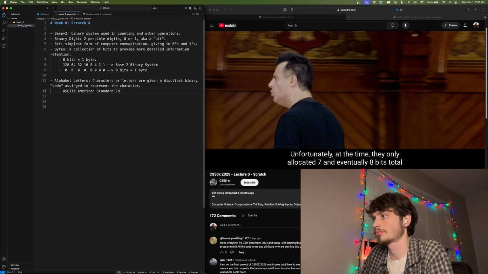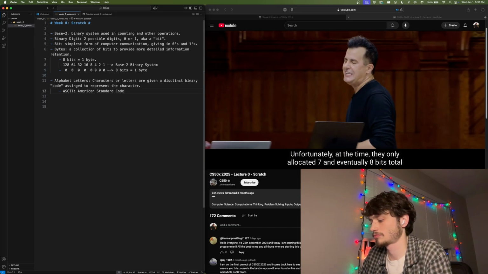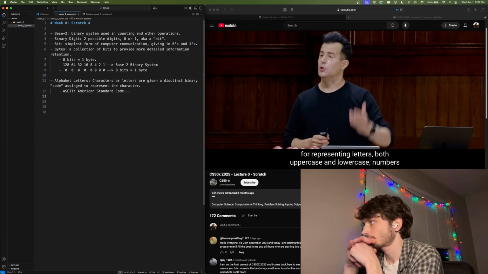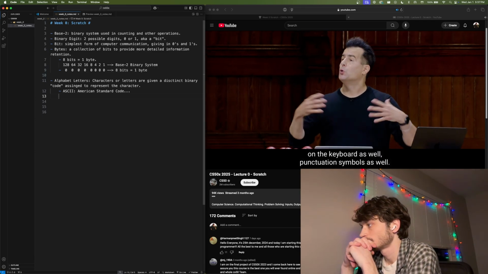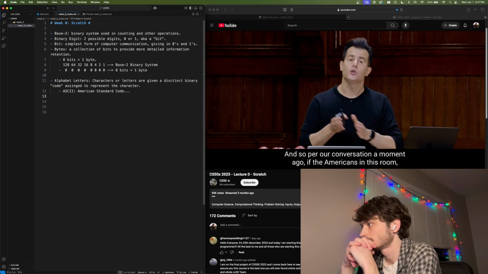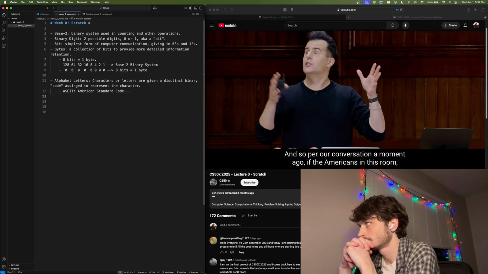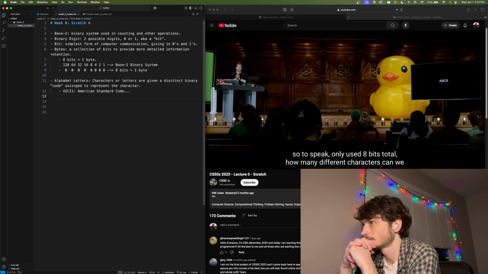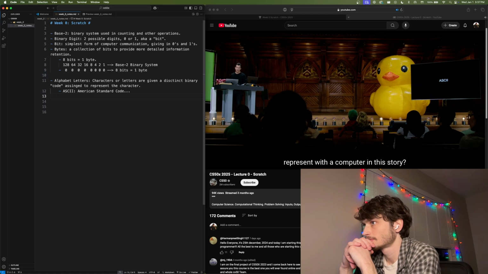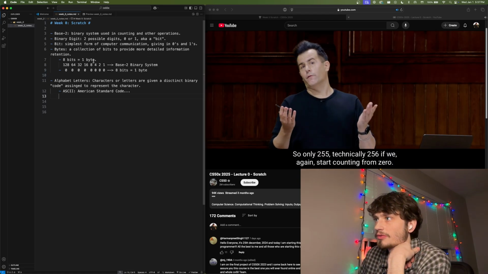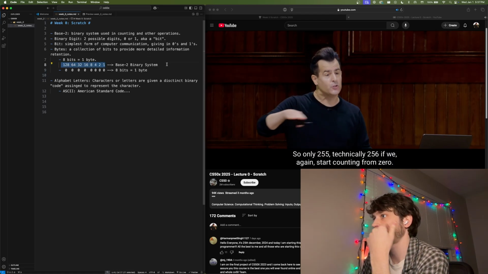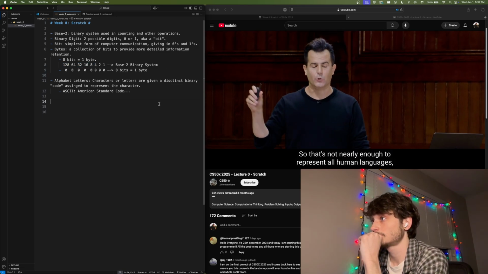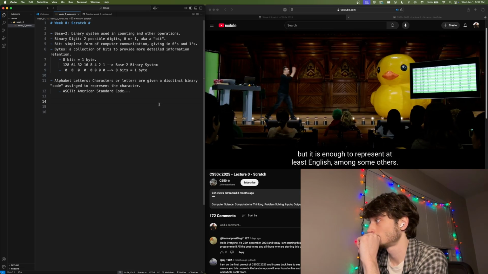Unfortunately, at the time, they only allocated 7 and eventually 8 bits total for representing letters, both uppercase and lowercase, numbers on the keyboard as well, punctuation symbols as well. And so per our conversation a moment ago, if the Americans in this room, so to speak, only used 8 bits total, how many different characters can we represent with a computer in this story? 128. So only 255, technically 256 if we again start counting from 0. So that's not nearly enough to represent all human languages, but it is enough to represent at least English among some others.